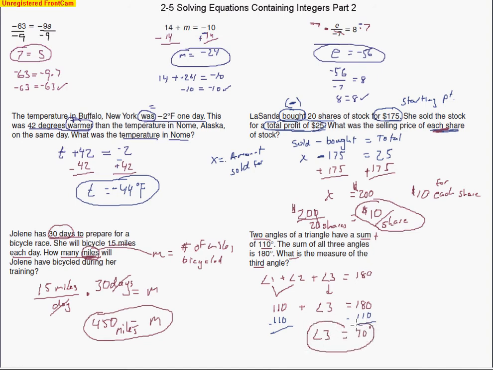So there it is. Third angle is 70 degrees. Well, those are types of problems you'll see on tonight's homework.